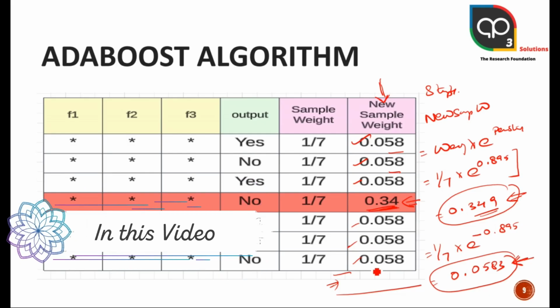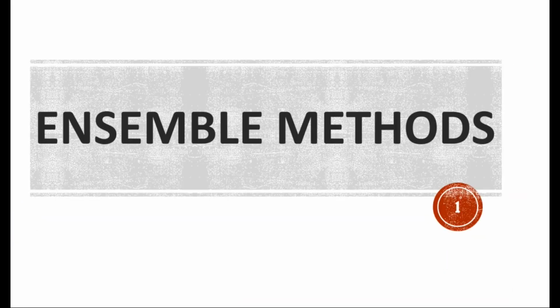And when summing up, I am getting 0.688. And kindly just observe, it is not equal to 1. So we need to find the normalized weight. To find the normalized weight, we divide all these new sample weights by the summation of all new sample weights.